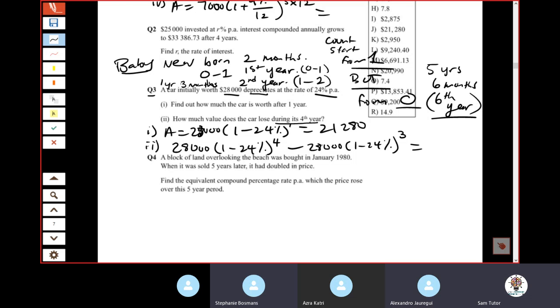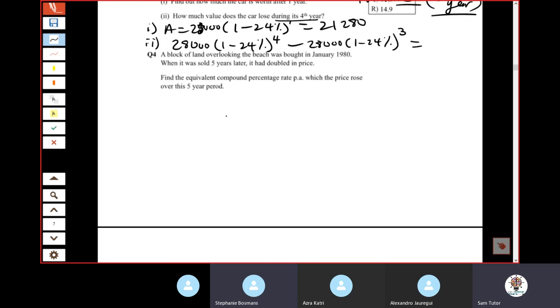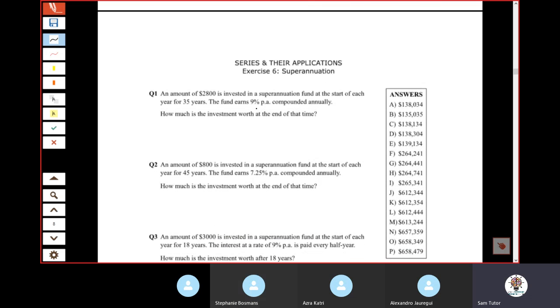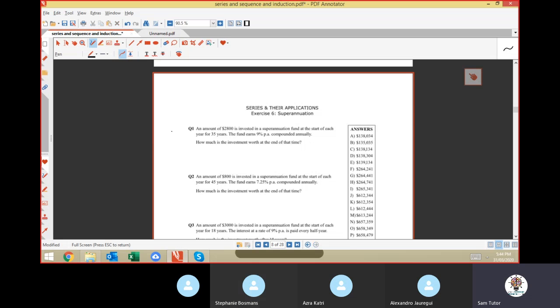Cool. All right, let's move on. If we don't have any questions, we'll move on and actually look at these superannuation questions.